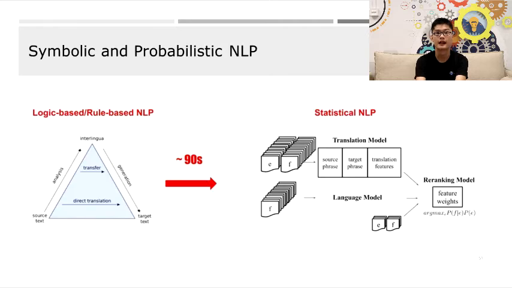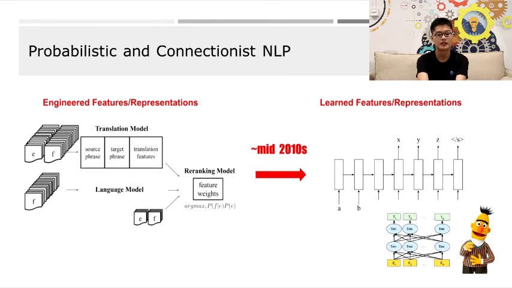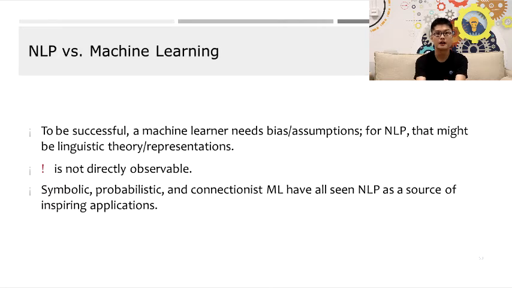In the past, before the 1990s, people used logic-based or rule-based NLP to analyze their text. After that, statistical NLP came. And today, from the mid-2010s, learned features and their representations have come. We are able to analyze text with neural networks such as recurrent neural networks and also LSTMs, long short-term memory. To make a comparison between NLP and machine learning, machine learning needs bias and assumptions, but for NLP that may be linguistic theory or representations.